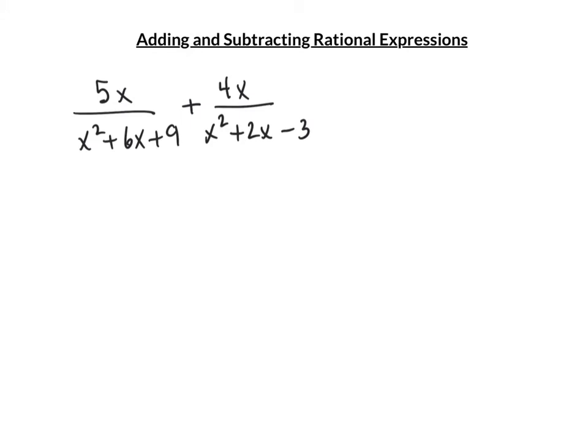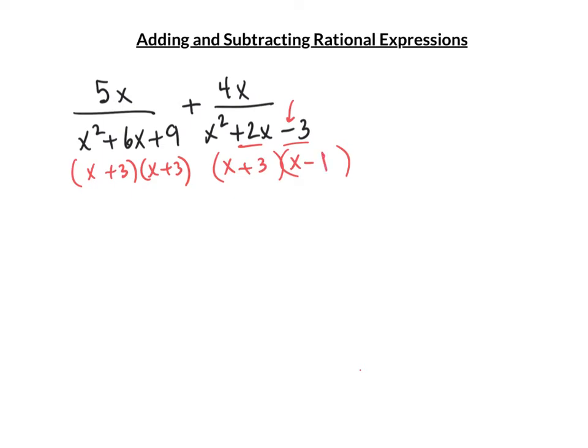This question gets its own page because this takes a little bit of work. To get a common denominator, you need to factor your denominators. Notice that this, factors of 9 that add to 6 are 3 and 3, is x plus 3 times x plus 3. This other one is going to be x plus and x minus, because a negative times a positive is negative 3. And I need factors of 3 that subtract to 2, or 1 and 3. When you place them, they have to add to positive 2, which means it's positive 3 and negative 1.